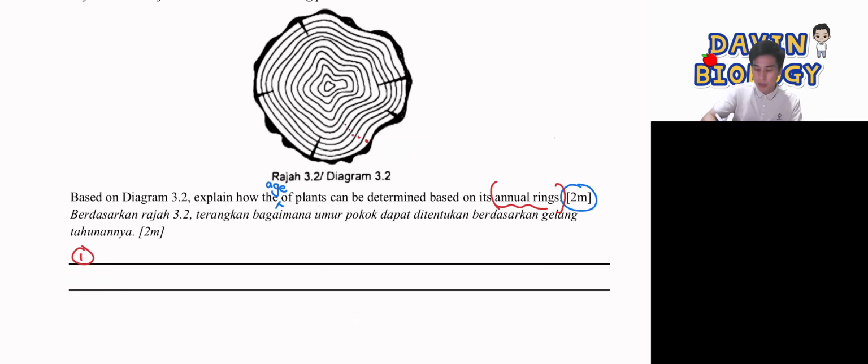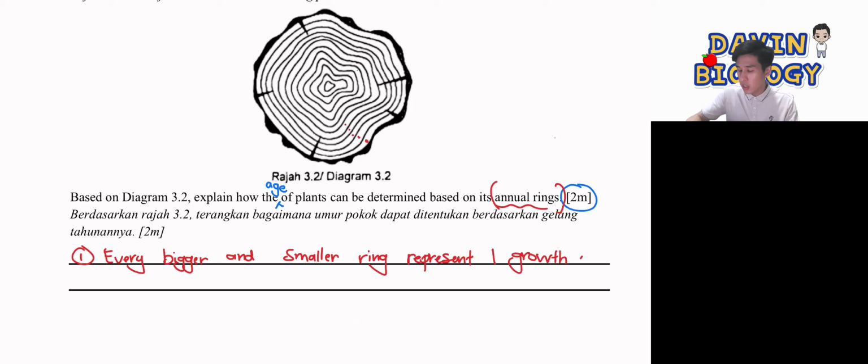So how do I use it to count? So I told you just now, every large or bigger and smaller ring represents 1 growth year. But let's say it's just a 2-mark question, you don't have to go and explain what happens at every season. It means you only need 1 more mark to explain. So just straight away say each season what kind of ring is formed.